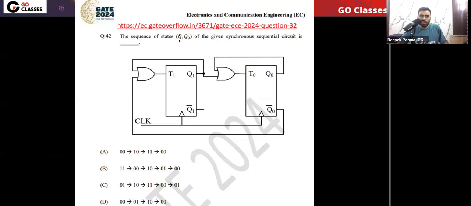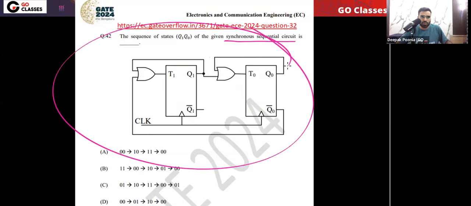Let's solve the GATE EC 2024 question. The sequence of states Q1, Q0 of the given synchronous sequential circuit is. In this question, a synchronous sequential circuit is given because the same clock signal is applied to all the flip flops, or I can say all the flip flops are operated by the common clock signal. Both the flip flops are positive edge triggered, because this symbol means positive edge triggered. Now the question is asking the sequence of states.